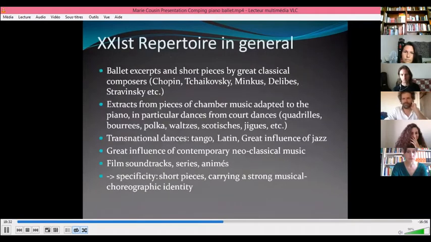Composition of the 20th century repertoire in general: ballet excerpts and short pieces, extracts from pieces of chamber music, national dances like tango, great influence of contemporary neoclassical music and jazz, film soundtracks, series, and anime. So the specificity of this repertoire is made by short pieces carrying a strong musical choreographic identity.